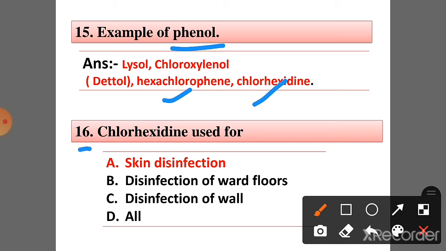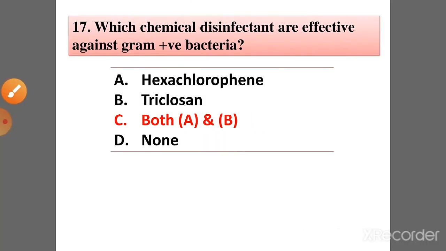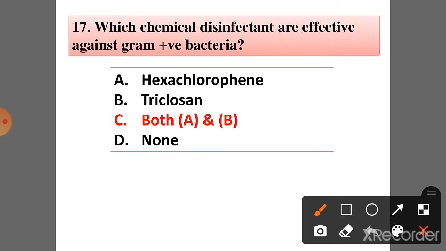Question 16. Chlorhexidine is used for option A, skin disinfection. Question 17. Which chemical disinfectant are effective against gram-positive bacteria? Option C, both A and B, hexachlorophene and triclosan.